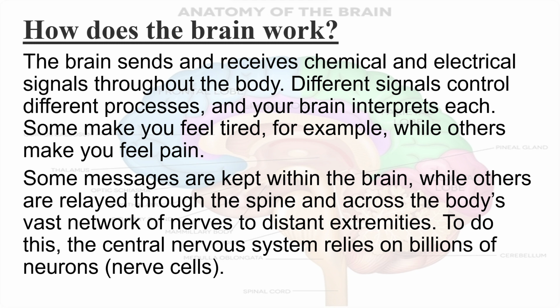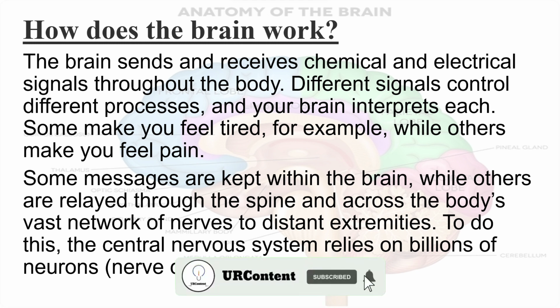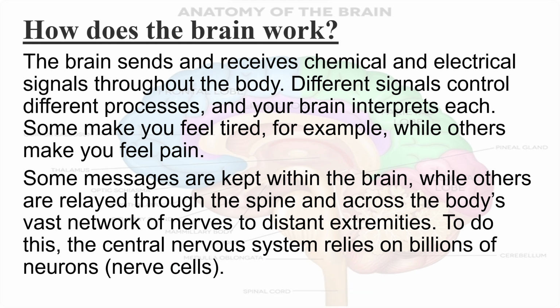How does the brain work? The brain sends and receives chemical and electrical signals throughout the body. Different signals control different processes, and your brain interprets each. Some make you feel tired, for example, while others make you feel pain.